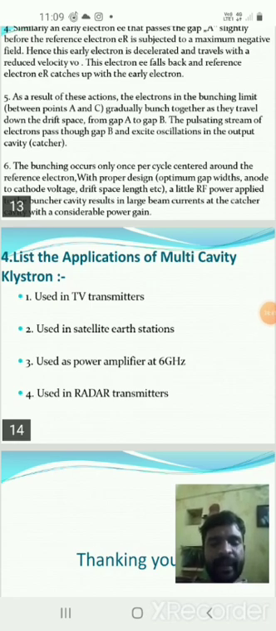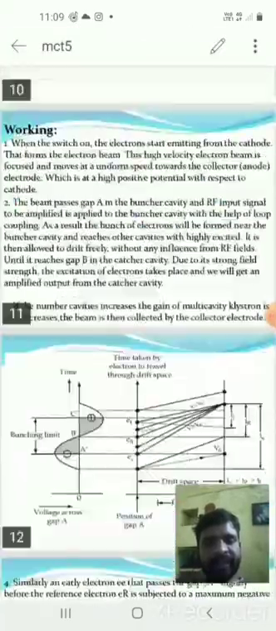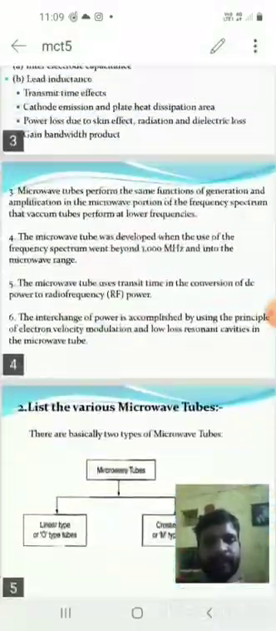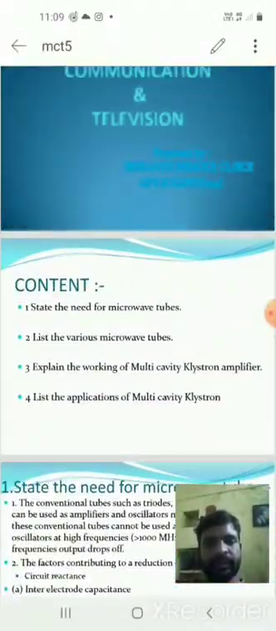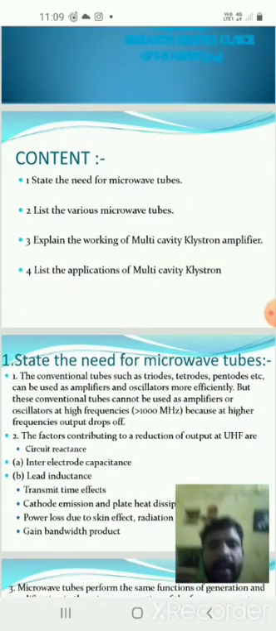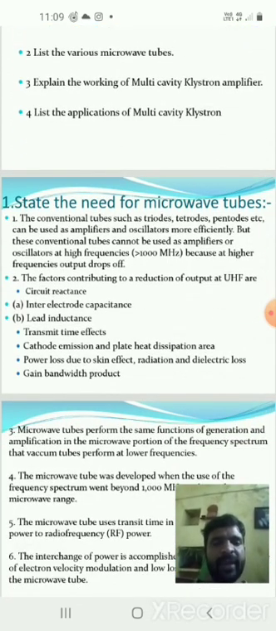Briefly discuss the topics once again. State the need for microwave tubes, list the various microwave tubes, explain the working of the multi-cavity klystron amplifier, and list the applications of multi-cavity klystrons.